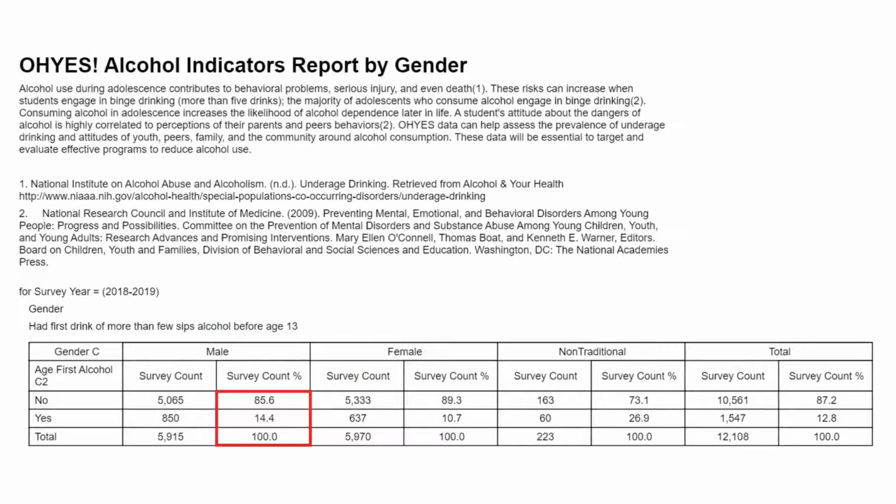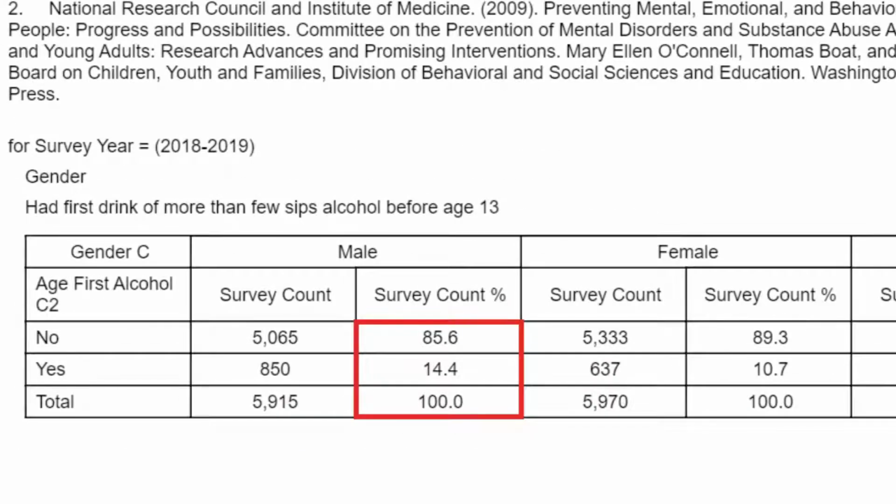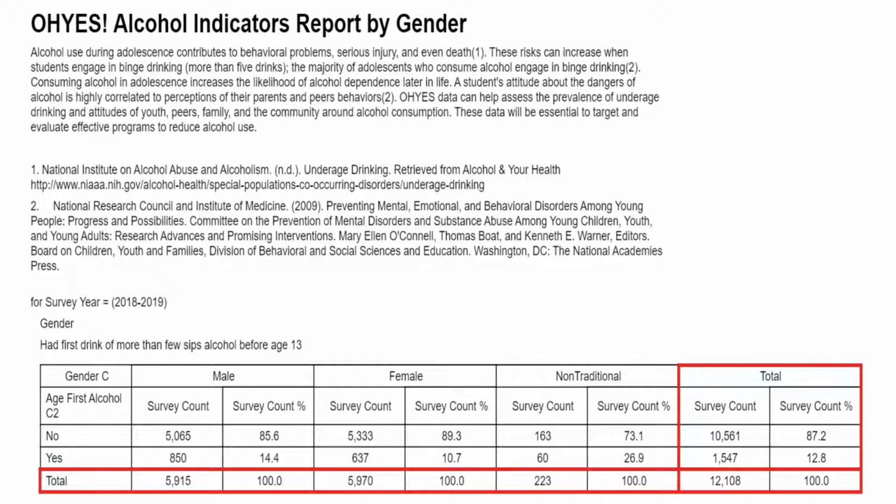The second column of each set provides the percentage of individuals selecting that response, divided by the total count of individuals in the named column. For instance, 14.4% of the 5,915 male students surveyed drank alcohol before the age of 13. Totals across rows and totals across columns are also provided.